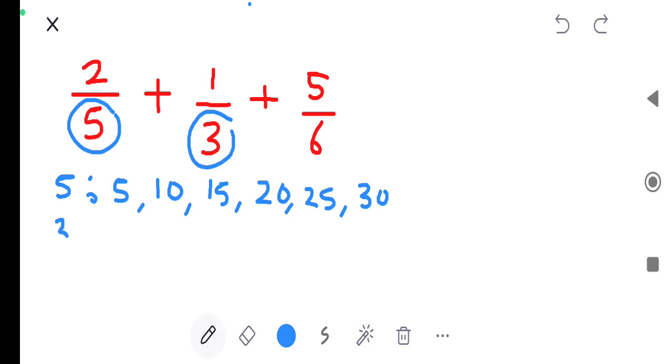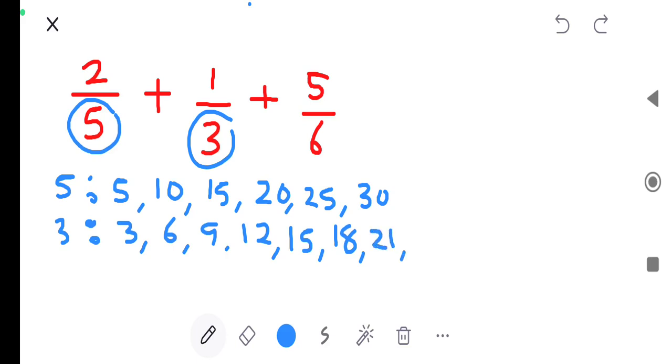You write the 3 times table. 3 times 1 is 3, 3 times 2 is 6, 3 times 3 is 9, 3 times 4 is 12, 3 times 5 is 15. When you see a common number, you should stop. 3 times 6 is 18, 3 times 7 is 21, 3 times 8 is 24, 3 times 9 is 27, 3 times 10 is 30. I've seen a common number which is 30, that was why I stopped.